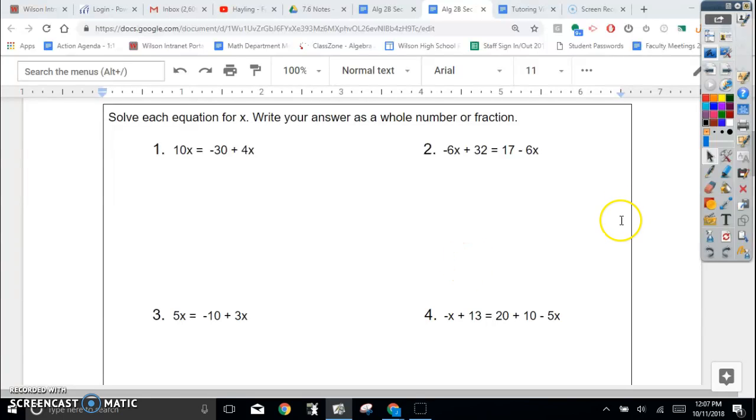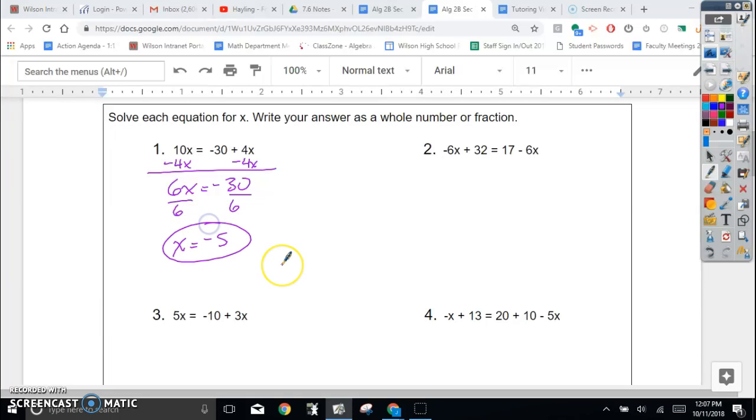Alright, so what we're going to do is get started here with basically the first day of 7.6. We're solving for x. We're not going to have a decimal answer, so we're going to stay away from the calculator here if we can. So we're going to subtract 4x over. We always move the smaller x over to the other one. So I'll get 6x equals negative 30. Divide both sides by 6, and we're going to get x is equal to negative 5.